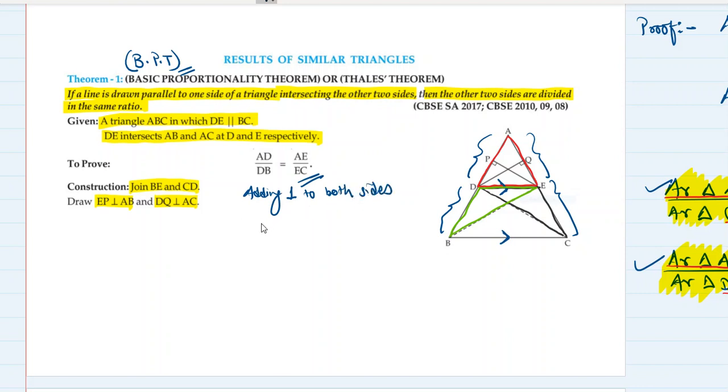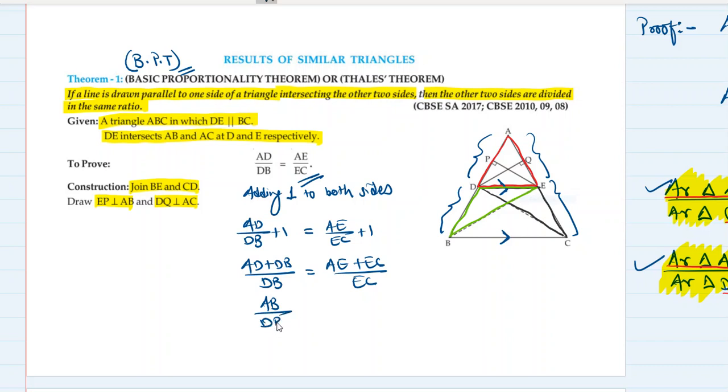So if I add 1 on both sides, what will happen? AD upon DB plus 1 will become AE upon EC plus 1. So this will give me AD plus DB upon DB is equal to AE plus EC upon EC. Okay, I took LCM. So what is AD plus DB? AB upon DB is equal to AC upon EC. So this is number 1.